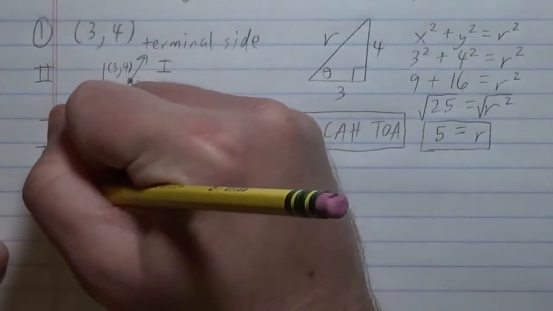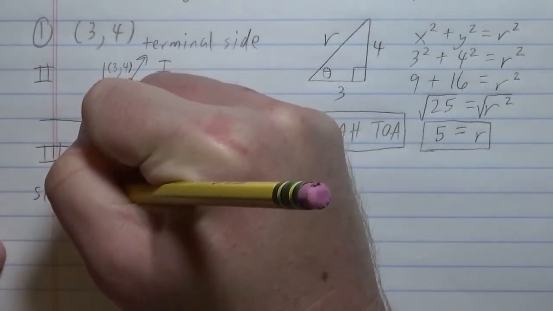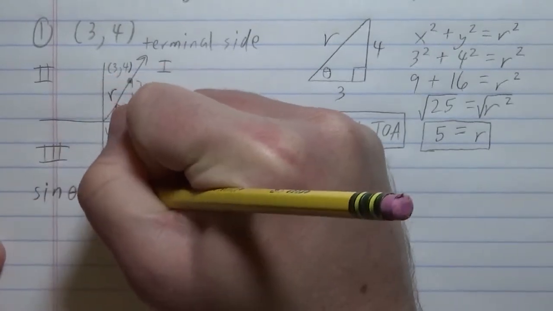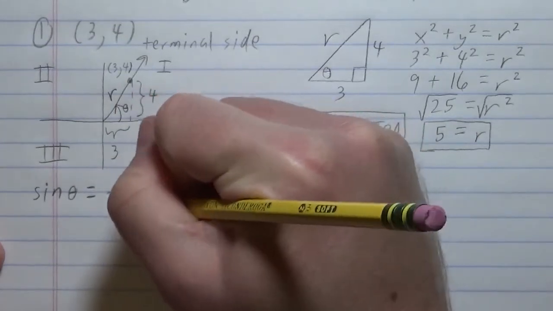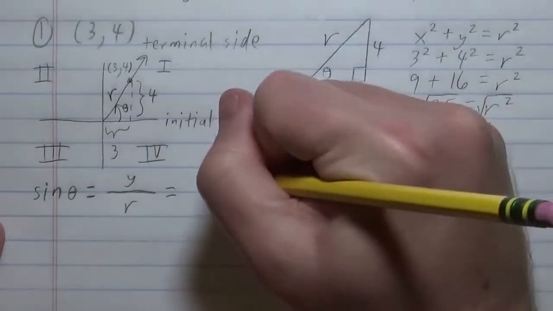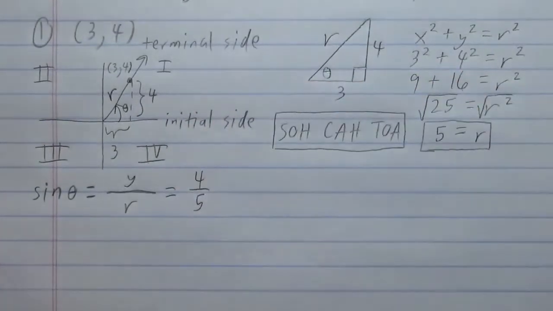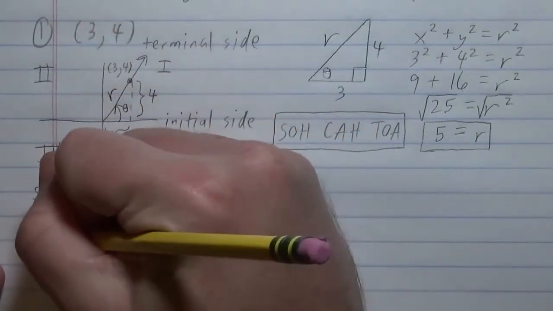The definition of sine that we're going to use instead, sine of the angle, is going to be y over r. Not opposite over hypotenuse. Y over r is going to be 4/5. This is the sine ratio, 4/5. There are 6, and we've done 1, so we've got 5 to go.